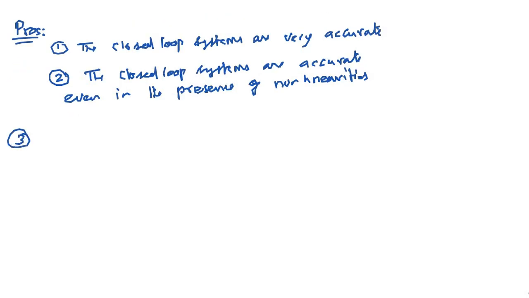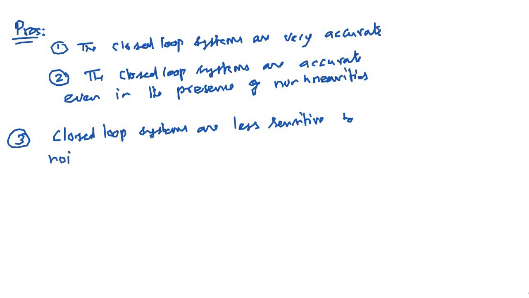And then the third point, the closed loop systems are very insensitive to noise as well as aging, that means wear and tear. So closed loop systems are less sensitive to noise as well as wear and tear in the components.